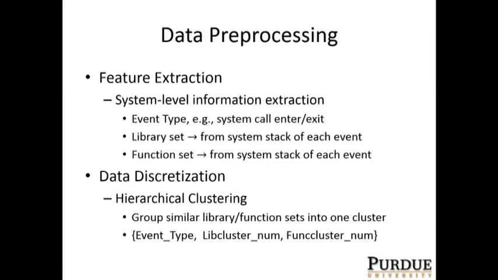We extract 3 features for each event: the event type, the library set, and the function set. Each event has a one-to-one mapping to the event type. But for each library set and function set, there is a sequence of library calls and function calls in the call stack. So we need to further abstract this call sequence to a single value for each event, which can be transformed as the input to the learning model.